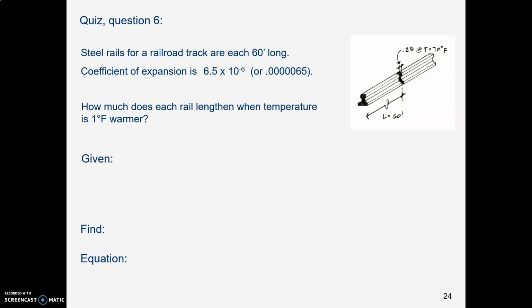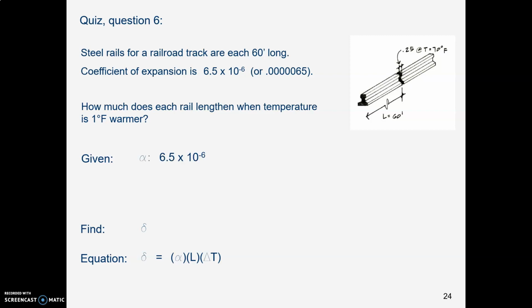Let's think about good old railroad tracks. So here's a section of track where the segments are 60 feet long. We know the coefficient of steel, thermal expansion of steel. The question is, how much does each section of rail lengthen when the temperature is 1 degree warmer? All right, so we are trying to find deformation again. There's our good old equation for figuring out deformation due to thermal expansion.